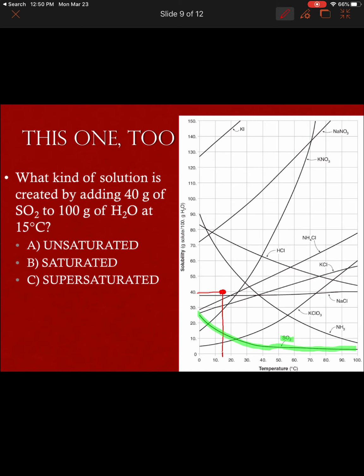Now the question asks, what kind of solution is that? Well, the point in question is above the saturation line, right? The saturation line here I highlighted green. So if the point is above the saturation line, we call that supersaturated. Choice C. Okay? Remember, if you're above the saturation line, you're supersaturated. If you're on the curve, you're saturated. And if you're below it, you're unsaturated. All right, let's do another one.